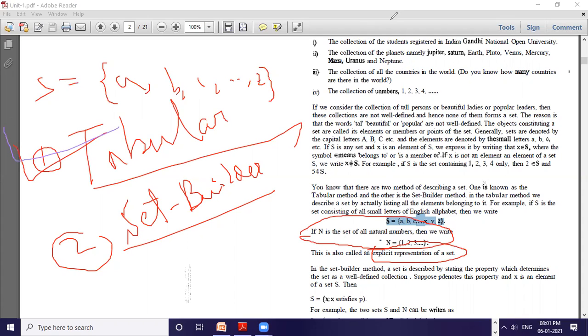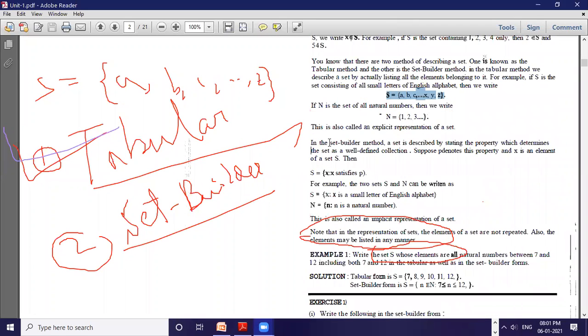Now the tabular method is clear, so I am coming to the next, the set builder method. In the set builder method, a set is described by stating the property which determines the set as a well-defined collection. Suppose P denotes this property and x is an element of a set, then we'll write S is equal to x such that x satisfies P. Is it making sense? I'll represent it again.